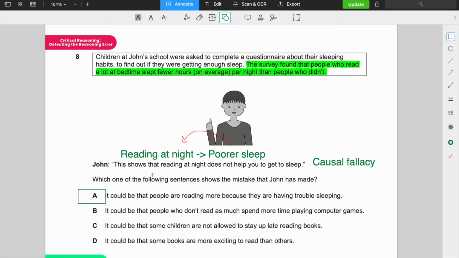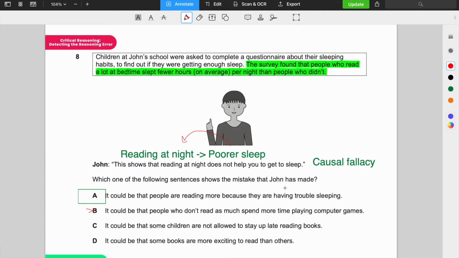If we go through B, C, D, they're not as good at actually pinpointing his mistakes. So B says it could be that people who don't read as much spend more time playing computer games. B is random. It just suddenly starts talking about computer games when that's not mentioned at all in the questionnaire. And we can't talk about any variables that weren't included in the study, right? C, it could be that some children are not allowed to stay up late reading books. Now that's actually not pointing out John's mistake. That's aligning with John's argument almost, because it's saying those who don't read at night, they don't stay up late, therefore they probably have better sleep than those who do read at night, who suffer with sleep problems.